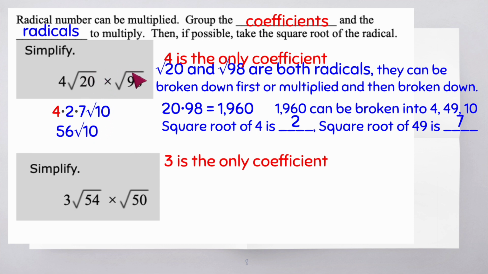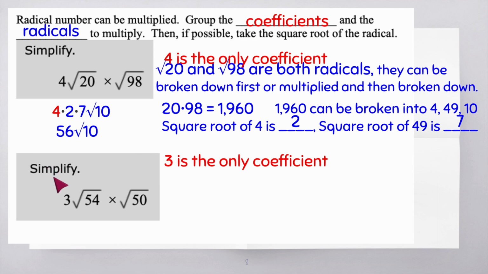I could have also broken down 20 and 98, and then I could have multiplied the pieces back together. It's a preference on what you want to do there. So sometimes the larger numbers aren't necessarily easier because it's just more to break down. The smaller numbers sometimes are a little bit easier to break down.